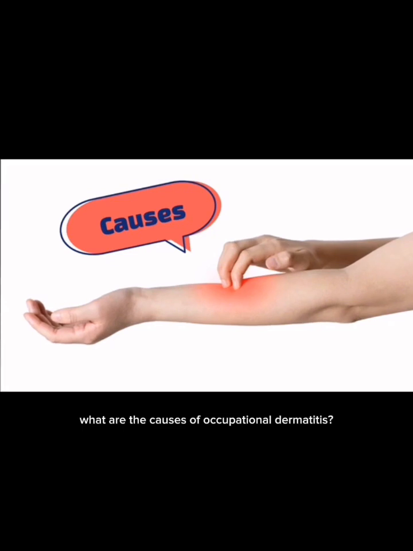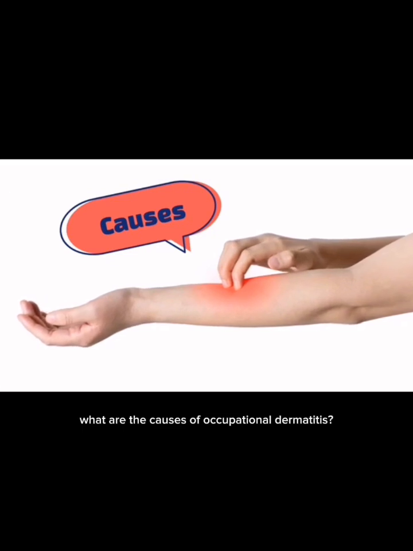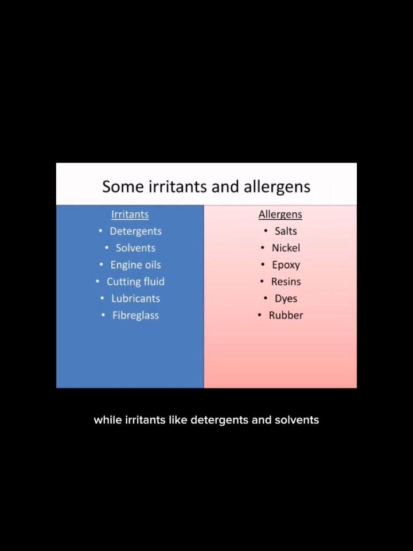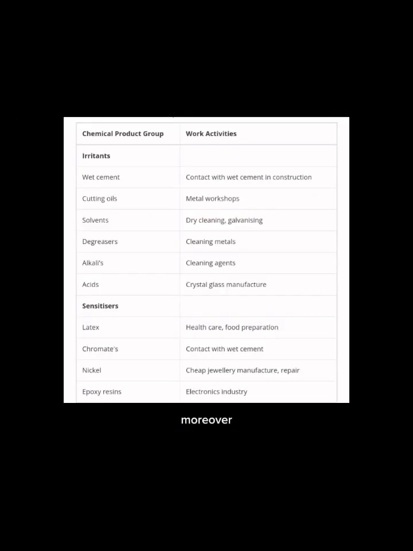What are the causes of occupational dermatitis? Causes of dermatitis are from allergens such as dust, viruses, pets, and pollutions, while irritants like detergents and solvents are also causing occupational dermatitis. Moreover, the table here lists a number of well-known chemical product groups and work activities which can cause occupational dermatitis.